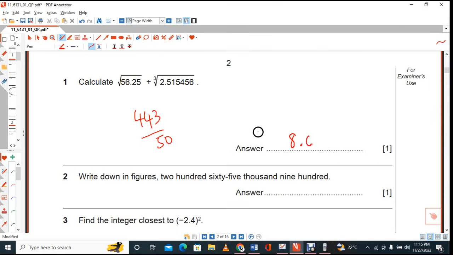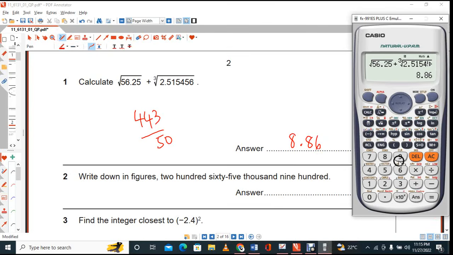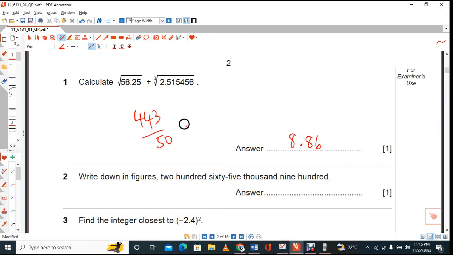Or you can also write that as a mixed number. If you want to use a mixed number, shift fraction button again, 8 and 43/50. All right, so this is also 8 and 43/50. Well, I guess that's 1 mark for doing that.